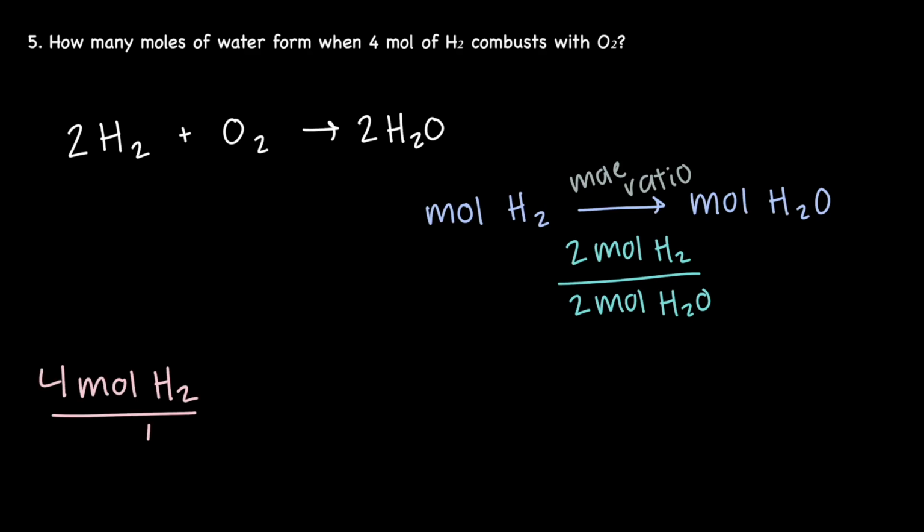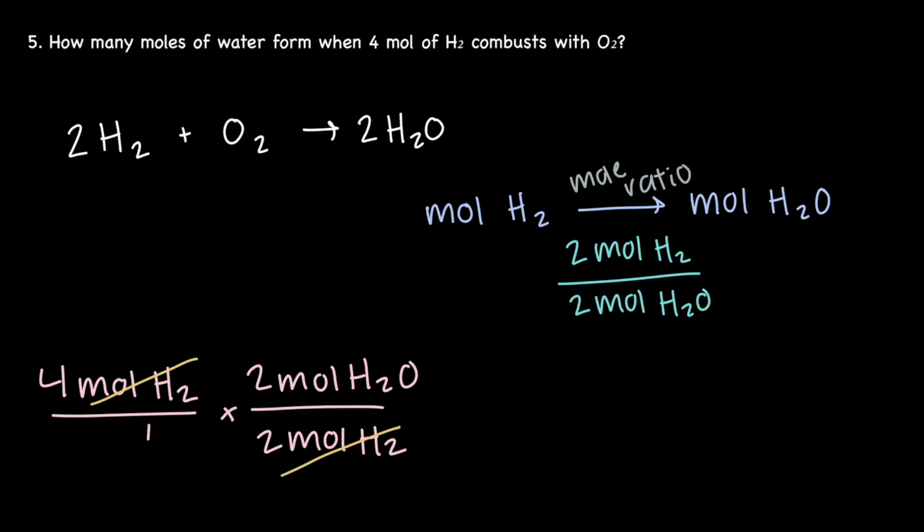We start with 4 moles of H₂ over 1. In the next fraction, we put 2 moles of H₂ on the bottom and 2 moles of H₂O on the top. Moles of H₂ cancel, and we are left with moles of H₂O for the final answer. Multiplying and dividing the values, we get 4 moles of H₂O.